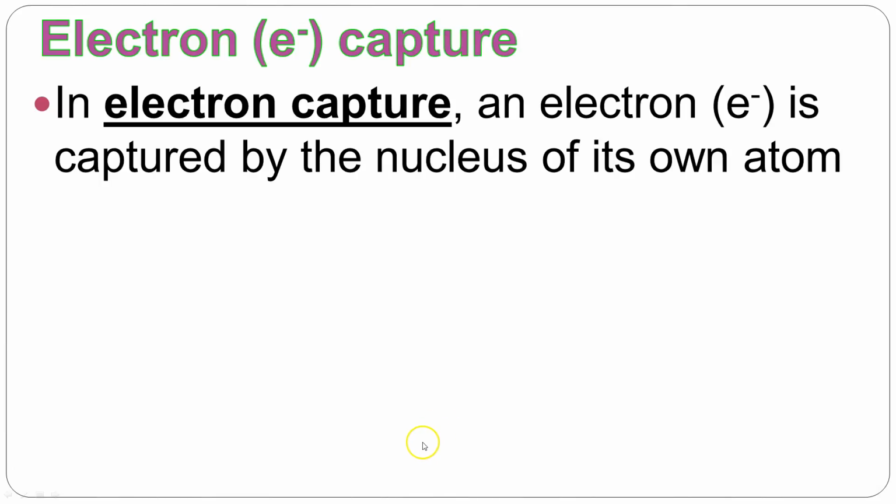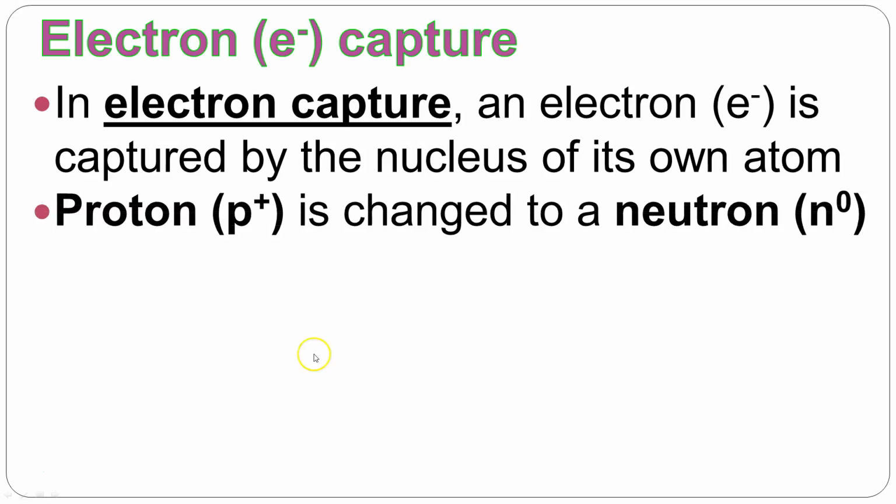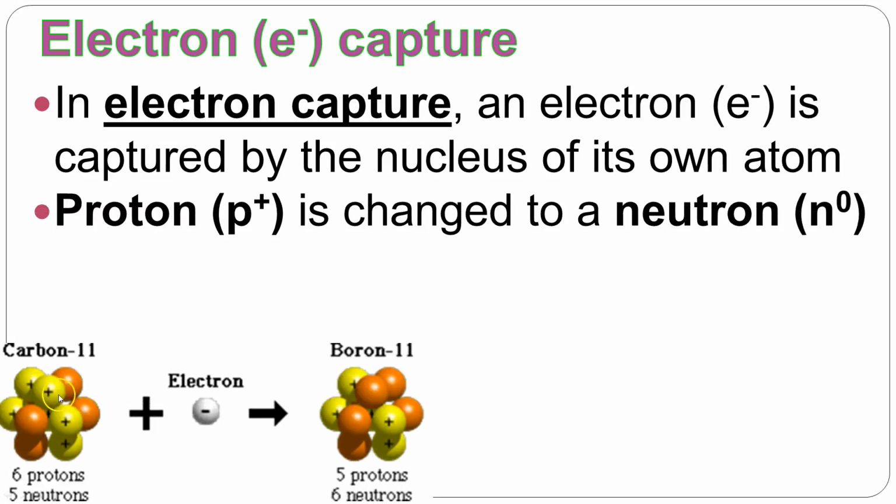In electron capture, an electron is essentially captured by the nucleus of its own atom. This is important because it changes the number of protons, converting a proton into a neutron. So here I have an electron that's going to be captured by this nucleus, and you'll see it turns this proton into a neutron. So it went from beryllium-7 to lithium-7. The total number of protons changed, which of course means we are looking at a different element. A proton is changed to a neutron when it captures that. Here I have carbon-11.